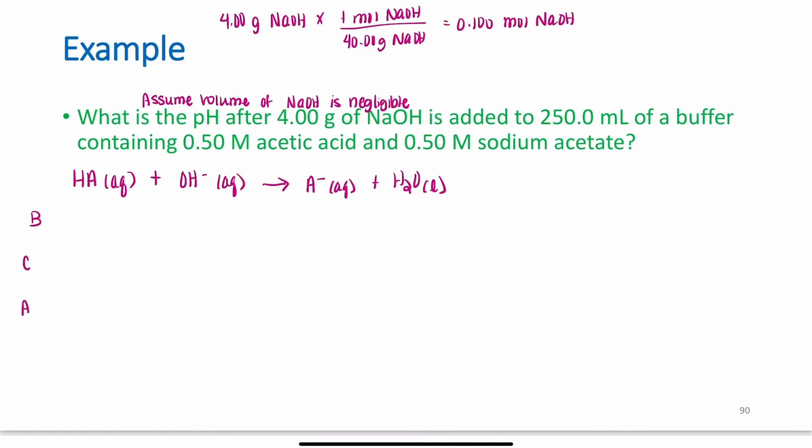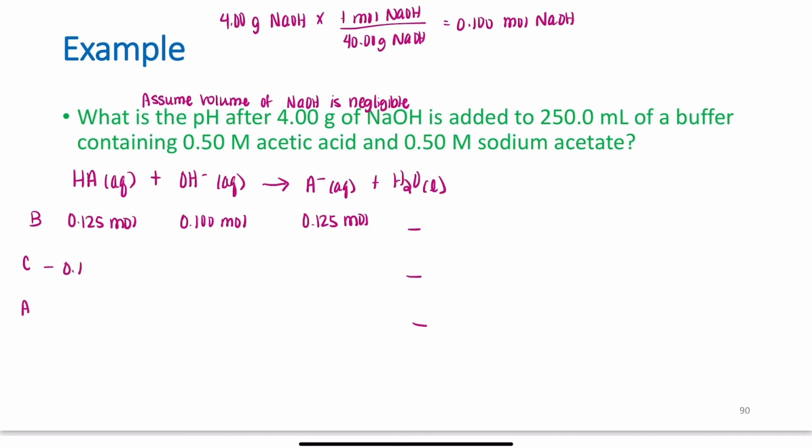I have a 250 ml beaker, or 250 mils of the buffer solution, and it's 0.5 molar acetic acid, which means I have 0.125 moles of acetic acid. It's also 0.5 molar sodium acetate in 250 mils, so 0.125 moles of sodium acetate. Or in this case, in our BCA chart, acetate, because we're looking at net ionics for this. Hydroxide, I just determined I have 0.1 mole of this.